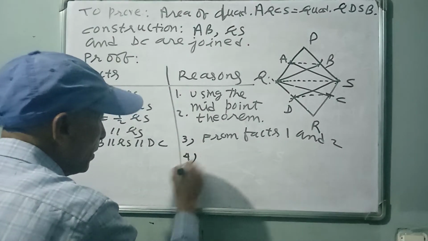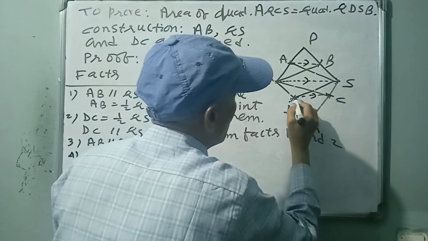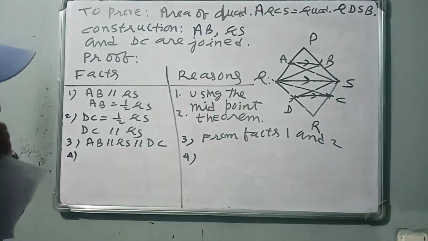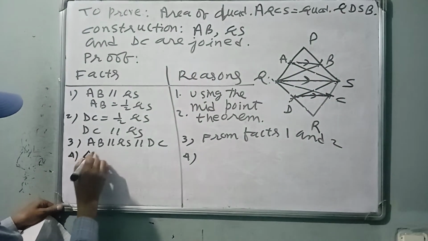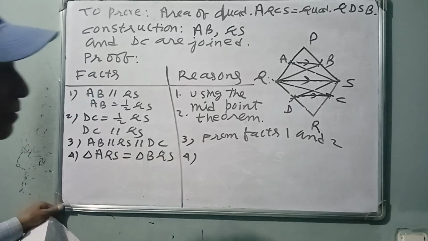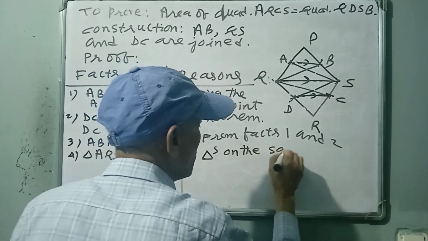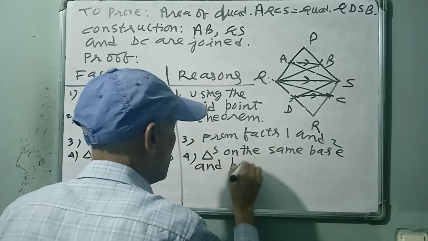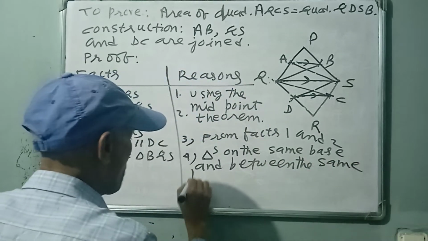Number 4, take triangles such that QS is included, parallel, triangles AQS and BQS. Triangle AQS equals triangle BQS. Why? Triangles on the same base and between the same parallels.